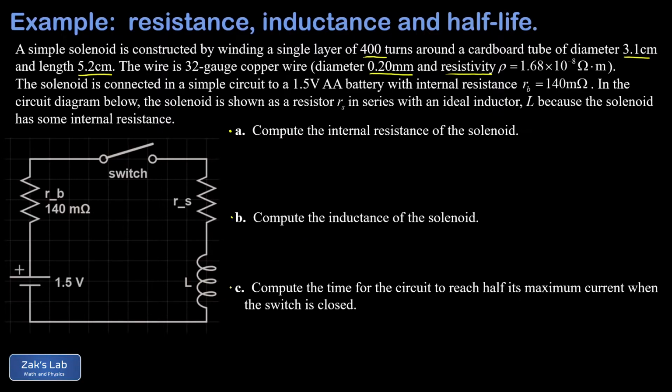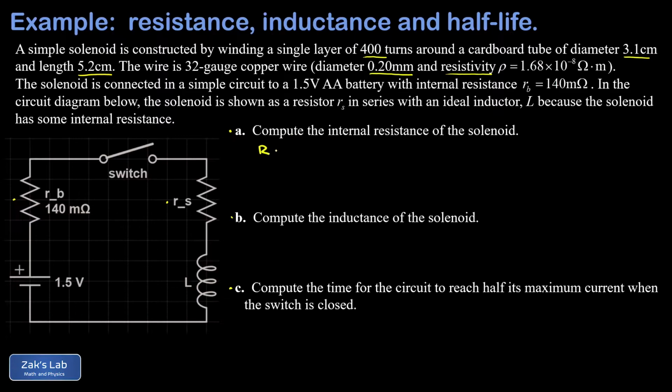And then in part C, we're getting the half-life when this solenoid is incorporated into an LR circuit. And in order to get that done, we need the internal resistance of the solenoid that we computed in part A, plus the internal resistance of the battery that we connected it to, and then we'll plug into the half-life formula. So let's get started with part A.